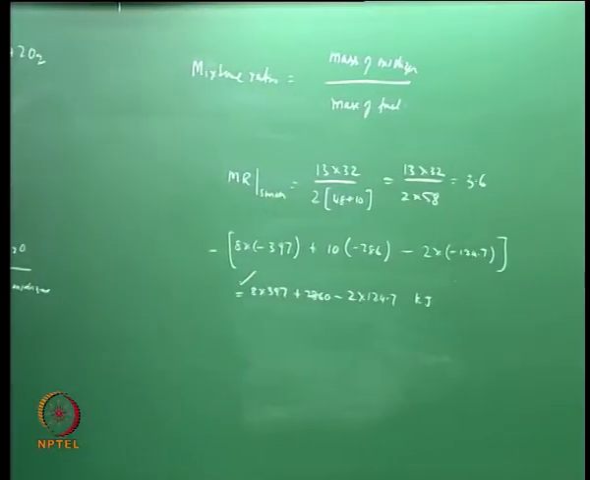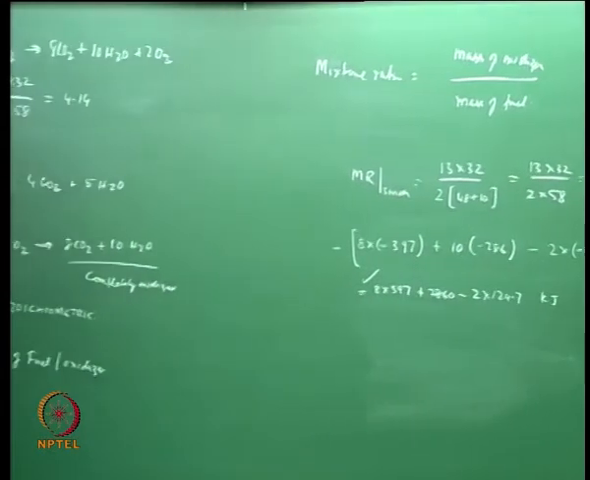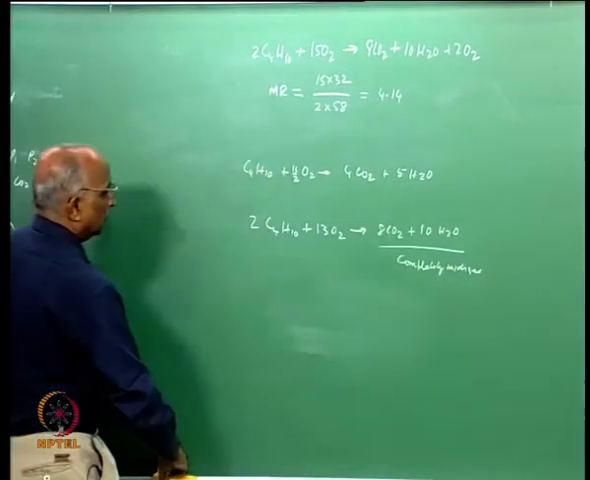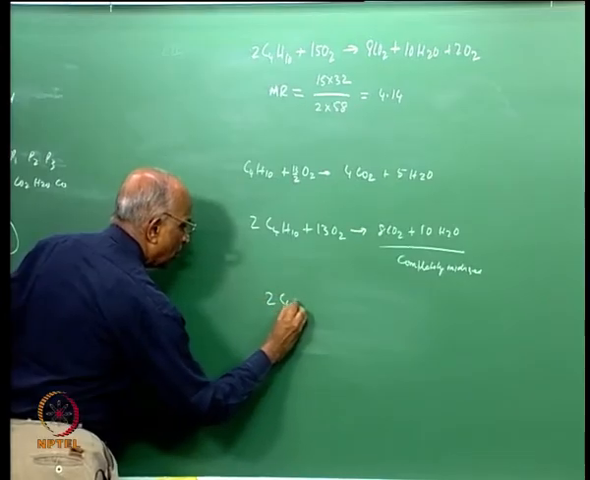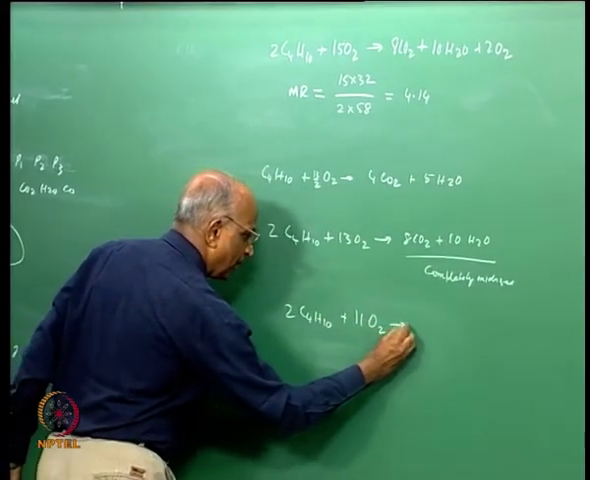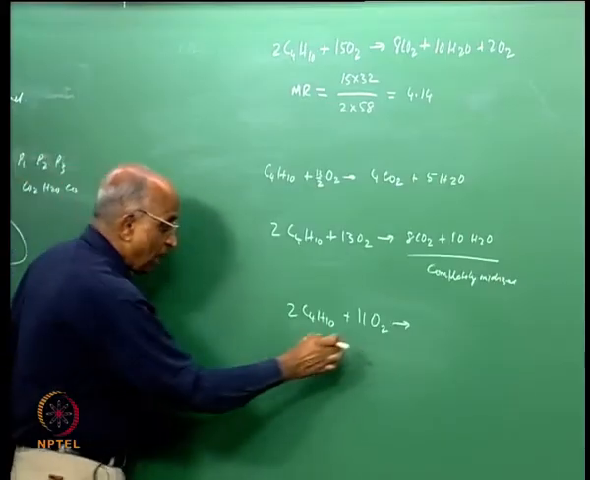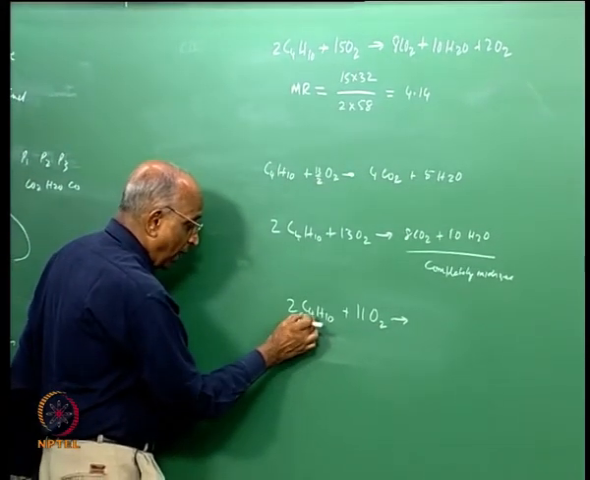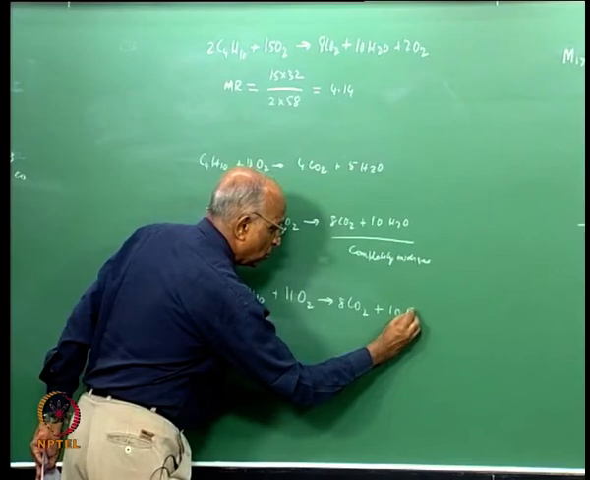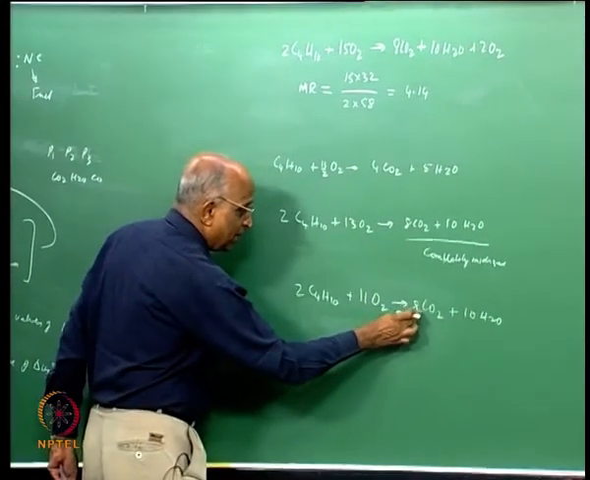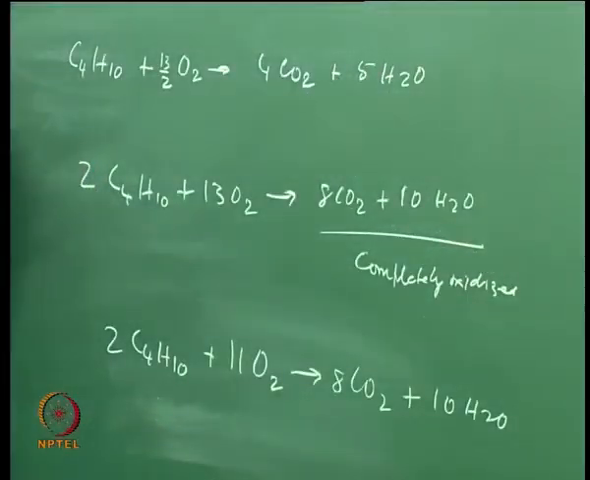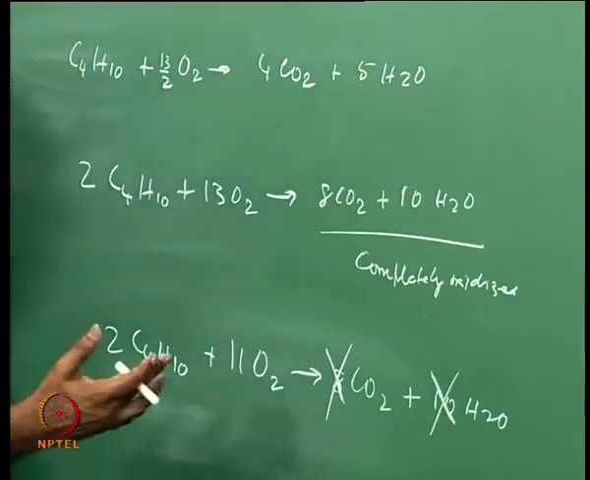Now, let me consider the third one, in which I have less oxygen available. I take the same reaction, 2C4H10 plus, now instead of 13 for stoichiometry, I give 11 of oxygen. That means I am starved for oxygen. If I am starved for oxygen, what is going to happen? I cannot get 8 CO2, I cannot get 10 H2O. The reason being, I need 16 plus 10, that means 26, whereas I have only 22. Therefore, this is not possible. Somewhere I have to balance it.